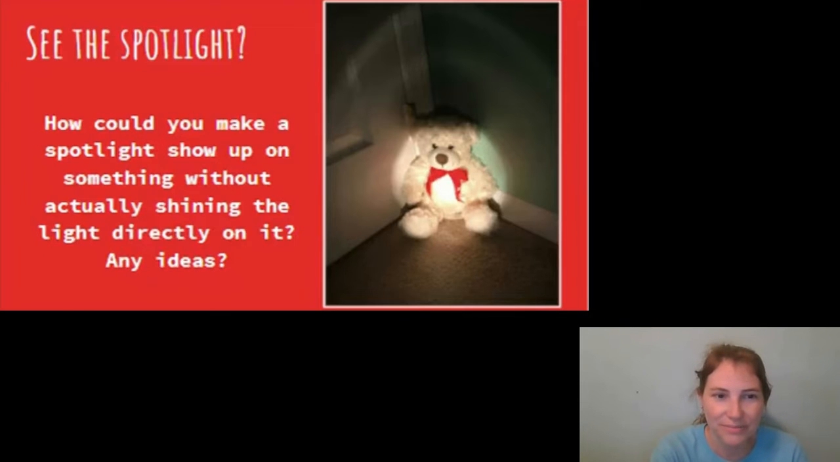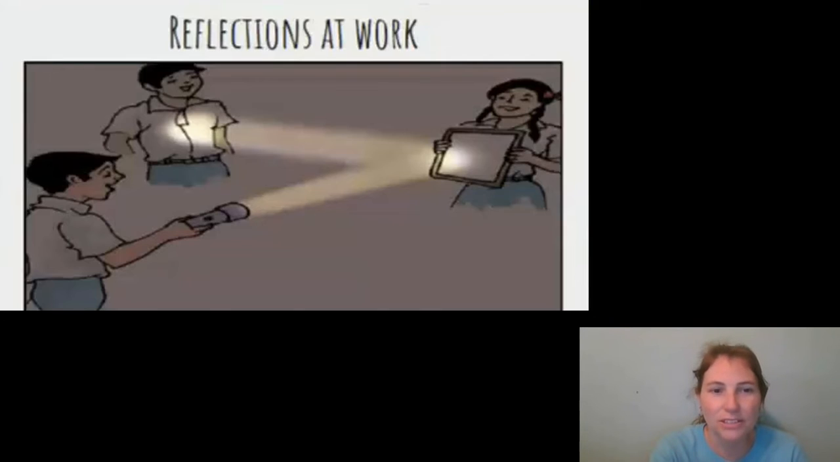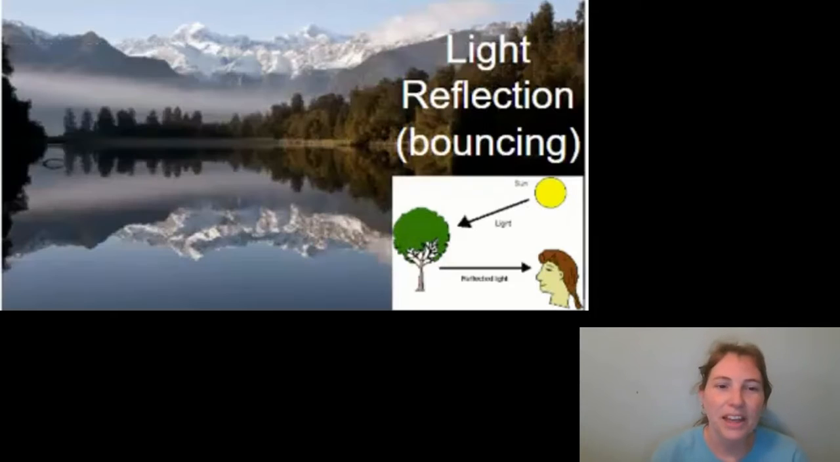All right. Did anybody else think about using a mirror to reflect the light onto something else? That's what we call reflection. Okay? So this is a diagram of reflections at work. That's sort of what I had my kids doing. So the one boy has the flashlight shining at a mirror. And if you look at the light, it's going in a straight line, straight to the mirror. And then it's almost bouncing off the mirror and straight at the other boy and right on his shirt. That's an example of light reflection.